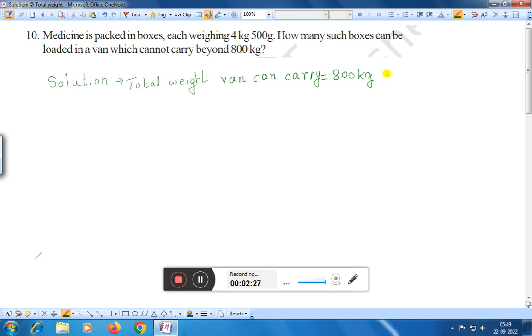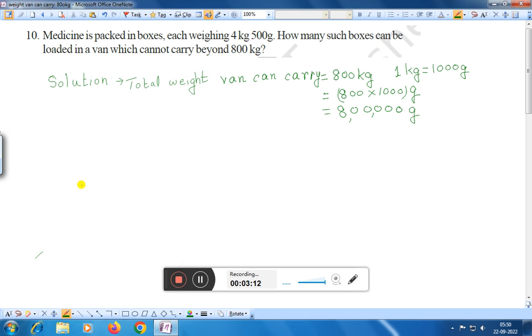And we know that 1 kg is equal to 1000 gram. Therefore, we convert this 800 kg into gram, that is 800 into 1000 gram. Therefore, we are getting 8 followed by how many zeros? 5 zeros: 1, 2, 3, 4, 5. We put the commas after 3 digits and after 2 digits, that is 8 lakh gram.